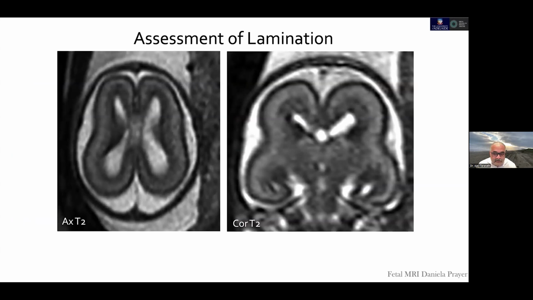So I will rush through this slide, which is of the lamination, which has 5 layers starting from outside in: the cortical plate, then the subplate, the intermediate zone, the subventricular zone, and the ventricular zone.